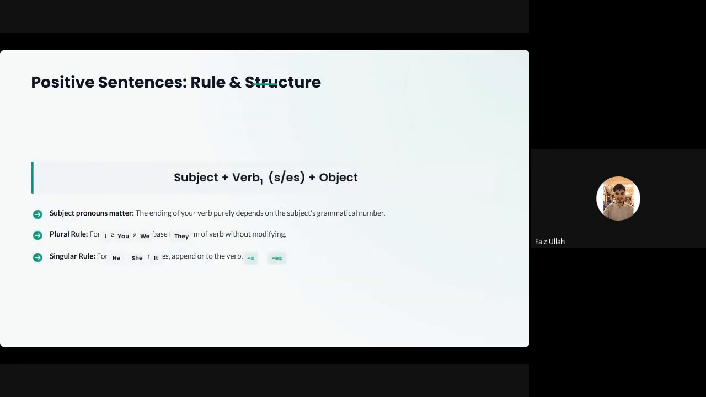Now these are the uses. But the most important thing in this tense is positive sentences. You should master positive sentences, I mean assertive sentences, in present indefinite tense. The structure is very simple. This is the simplest tense among all tenses.